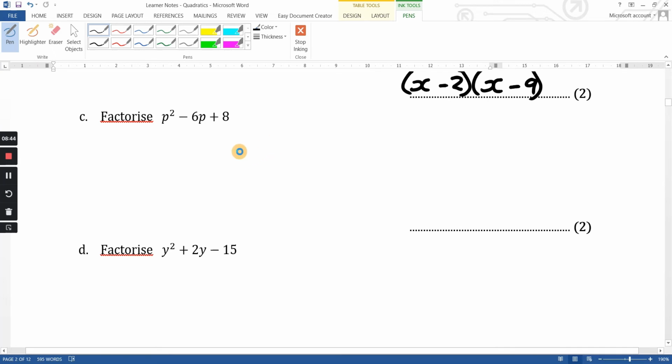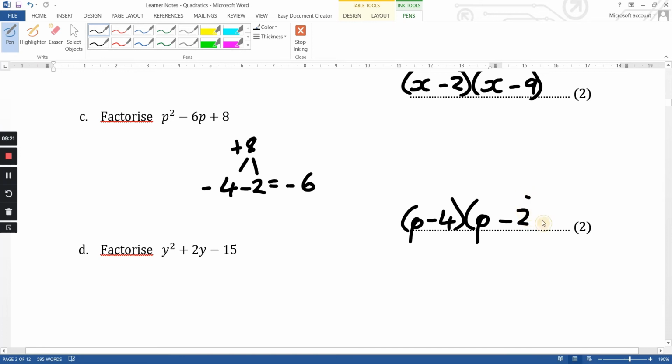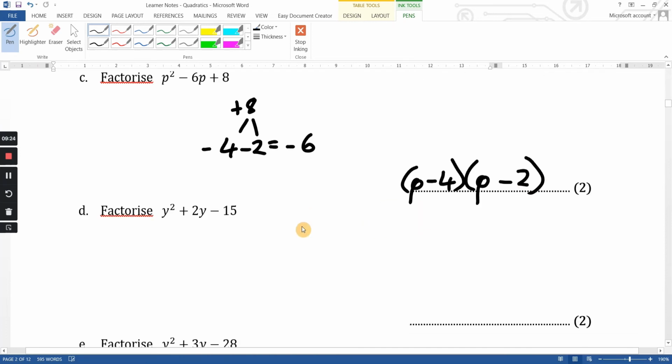Next one, I need a positive 8, and it needs to make minus 6. So again, straight away I can see 4 and 2 are going to be my two numbers. And again, because it's a positive 8, they're both going to be either positive or negative, and in this case definitely negative for both. Oops, not x, always recheck. They're using p squared, so it's going to be p in here, minus 4, and p minus 2. Yeah, that's that one done.